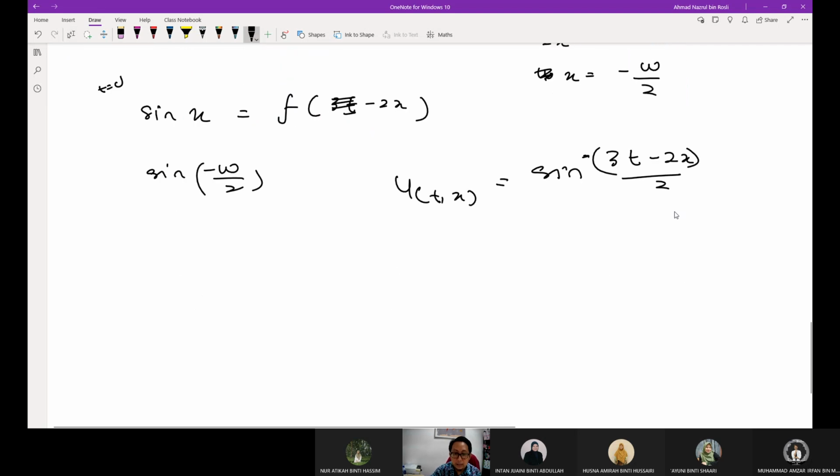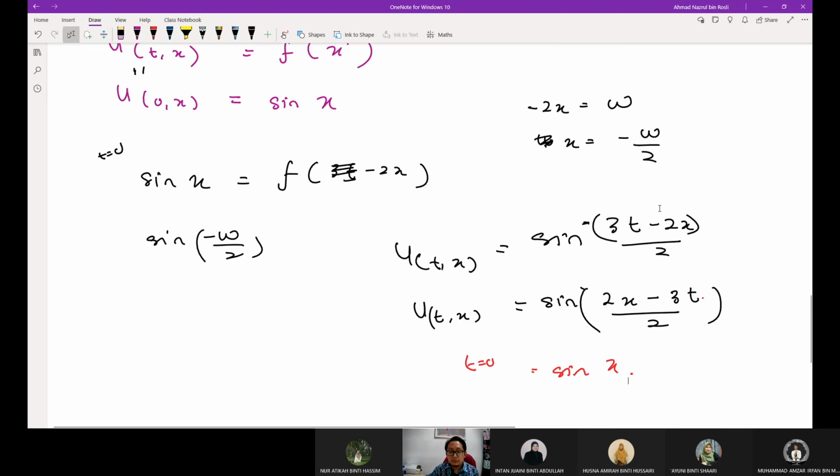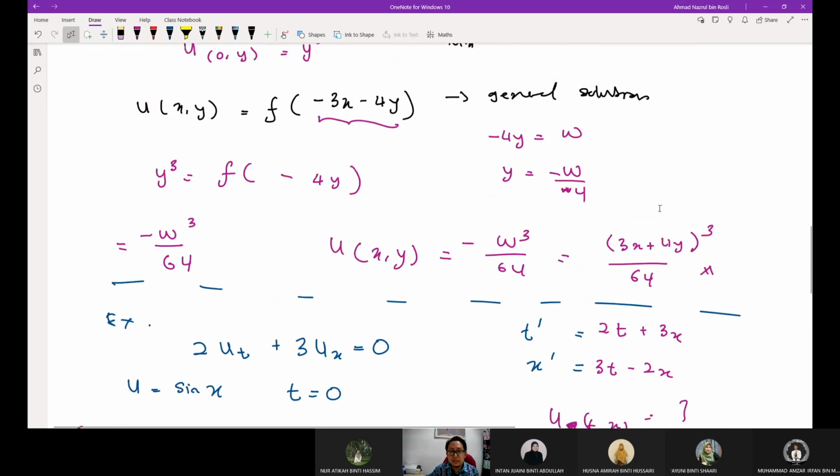So kalau you rearrange balik, you can get here the value will be sine 2x minus 3t over 2. So this will be the function u(x,t). Okay. To prove this, sama macam tadi, kalau you letak t equal to 0, you can get this for t equal to 0, you can get the value will be sine, maksudnya 0, 2x over 2, sin x. So sama dengan function yang atas tadi. If you check equation yang ni juga sama juga.